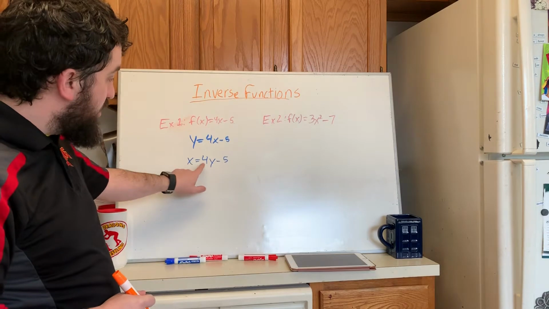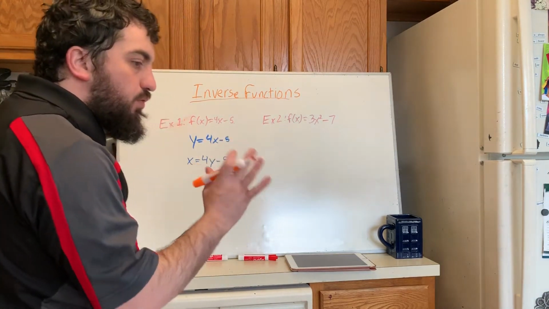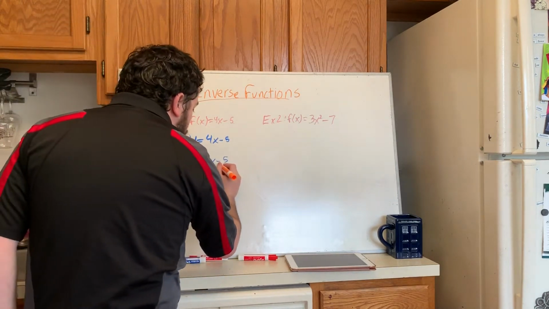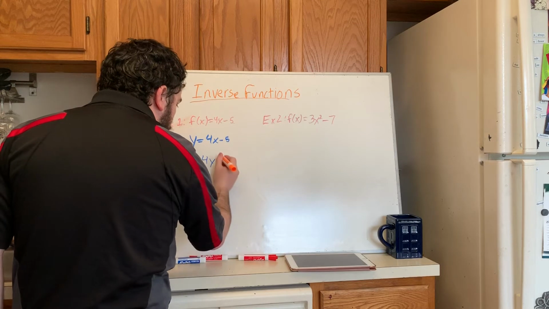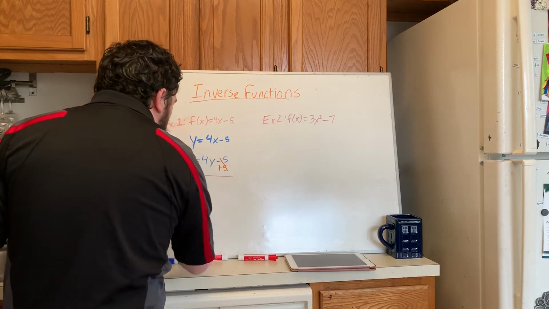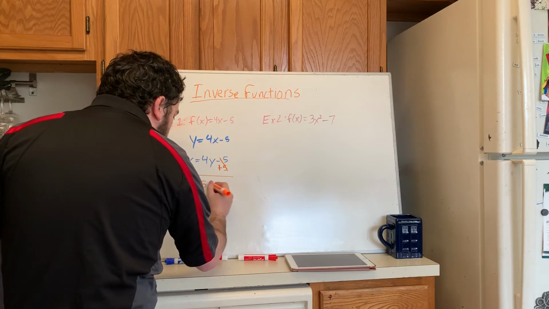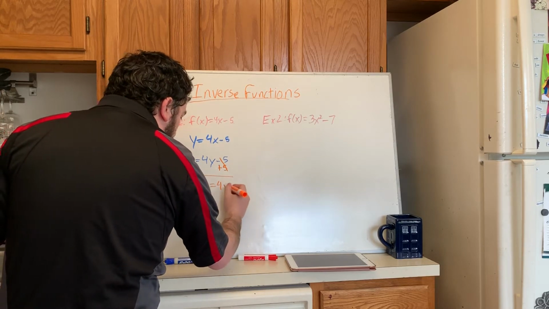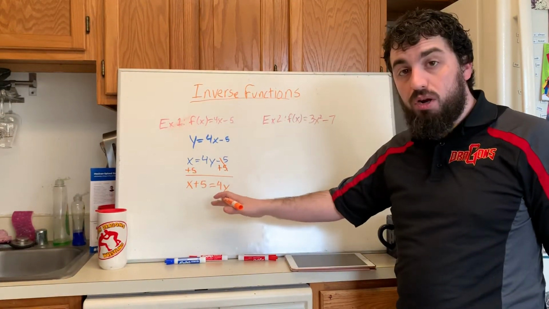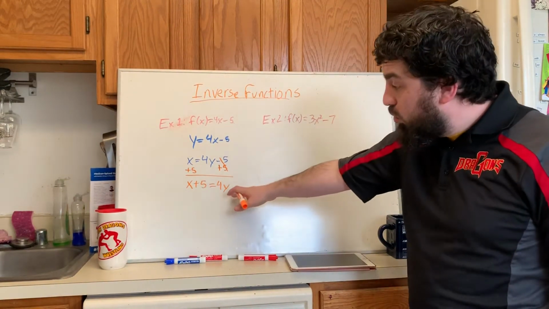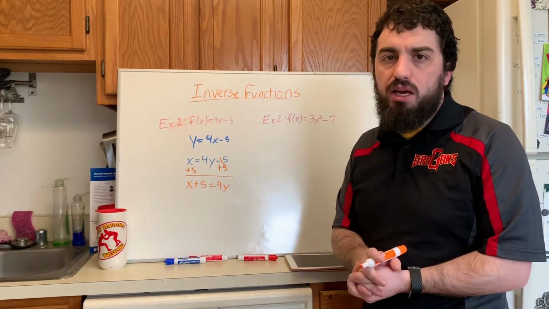So here I see 4y minus 5. The minus 5 is the first thing that needs to go. So let's add 5 to both sides. Those will cancel out, leaving me with x plus 5 is equal to 4y. Now I need to get rid of that pesky 4 in front of the y. In order to get rid of that 4 in front of the y, we're going to divide.